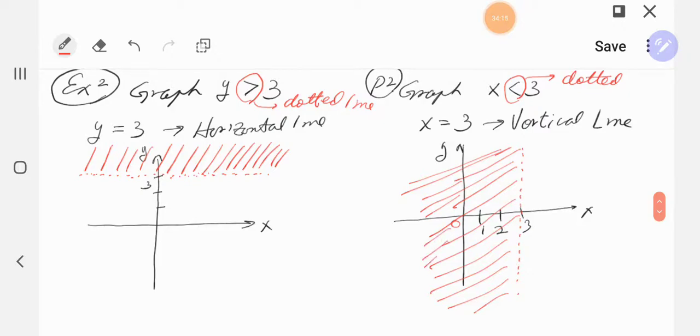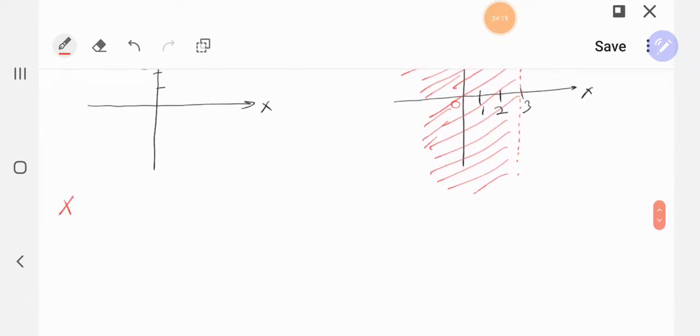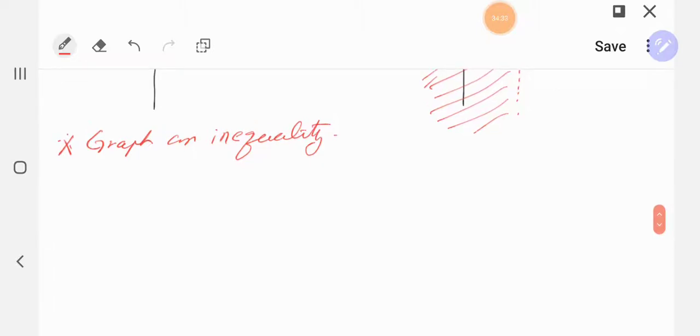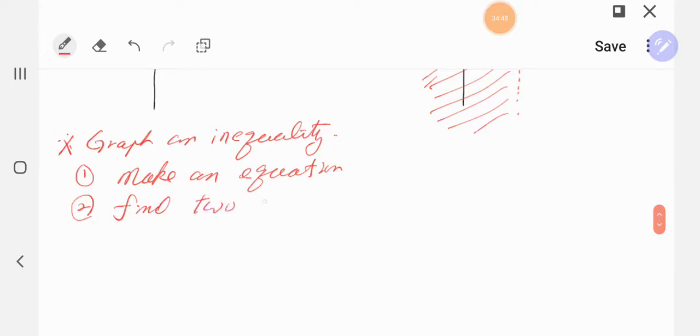So when you graph an inequality, what do we do first? Make an equal sign. Make an equation first. Okay, make an equation and then what? Find 2 points and plot the points.